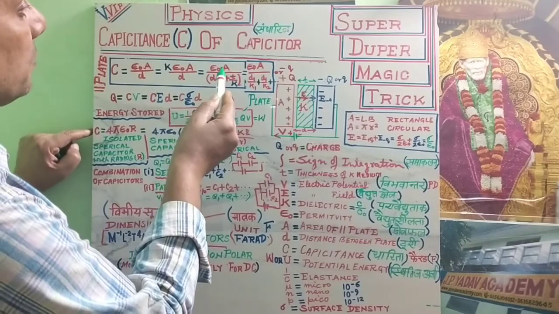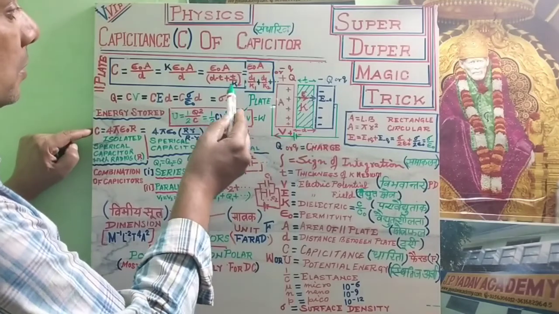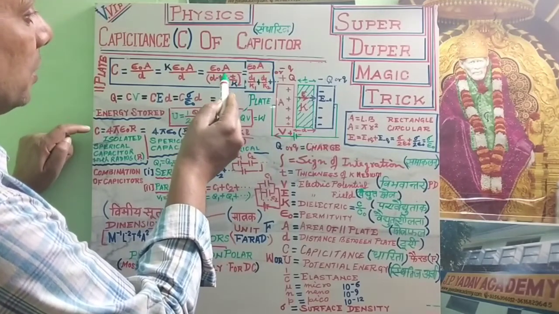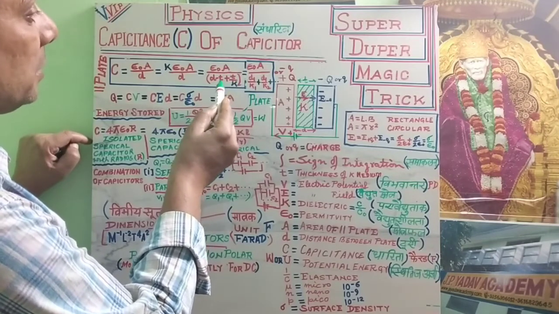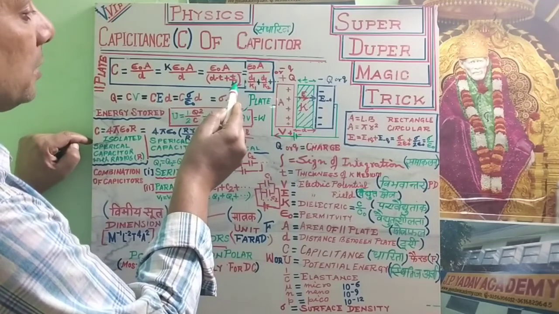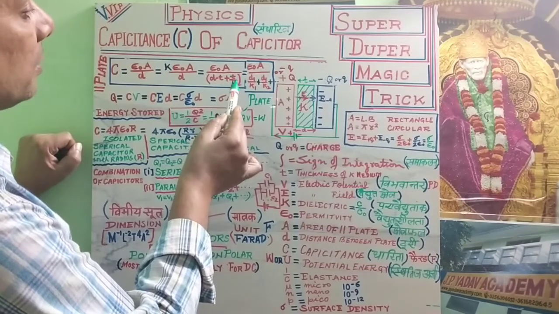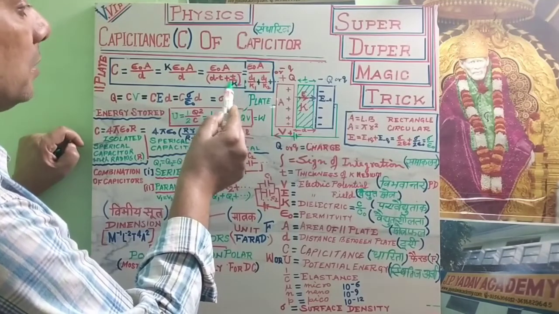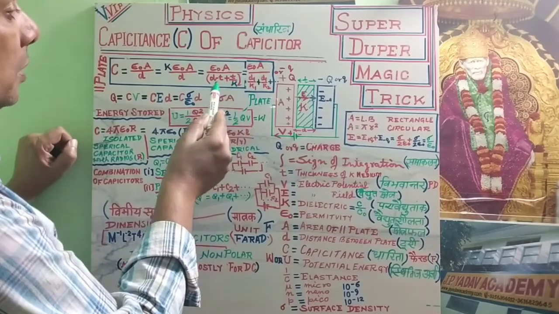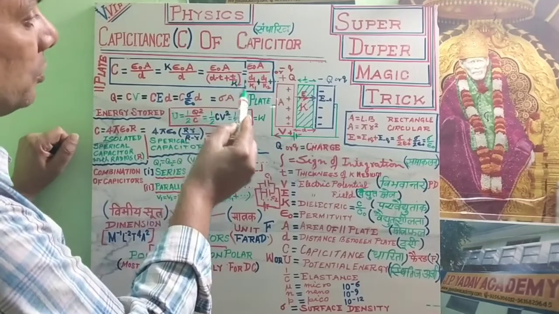And another, if any slab of thickness T is introduced between the two parallel plates, then the capacity of the capacitor is epsilon 0 A divided by D minus T plus T by K. T is the thickness of the slab. For a metal, K is infinite, then this value will be T by infinite, that means 0. Its value will be epsilon 0 A upon D minus T.